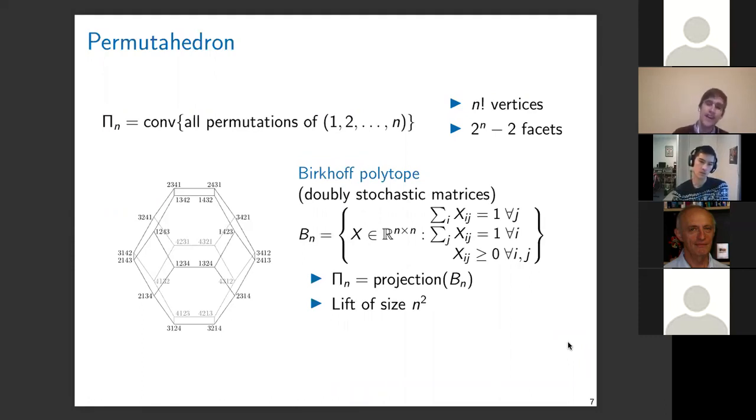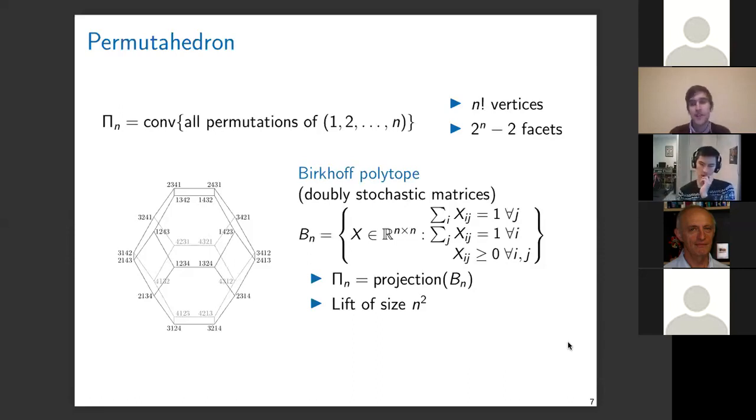If you think about it, all the vertices have the same sum. The sum of the coordinates is the same for all the vertices, so we can think about this as living in the affine space where the sum of the coordinates is n choose 2 or n plus 1 choose 2 or something. That's what this picture on the bottom left is. It shows the permutahedron, all the permutations of 1, 2, 3, and 4, but living in that 3-dimensional space. A kind of beautiful polytope.